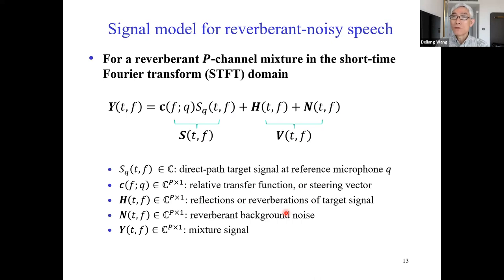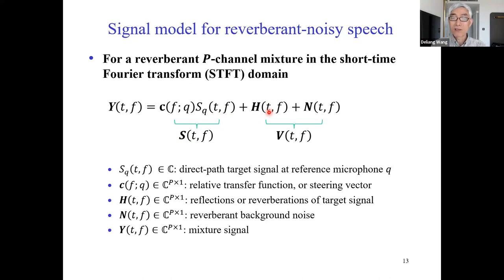A signal model for reverberant noisy speech enhancement can be formulated in a similar way as we just introduced. Now, the difference is that we want to designate one of the microphones as a reference microphone, and this is indicated by q. The first term, Y, is the total recording of the array, and we represent it in the STFT, or short-time Fourier transform, domain. The first term corresponds to the recorded microphone array signal of the target speech. And the second term, H, corresponds to the reverberated versions of the target signal. Since we're doing dereverberation, we want to remove them.